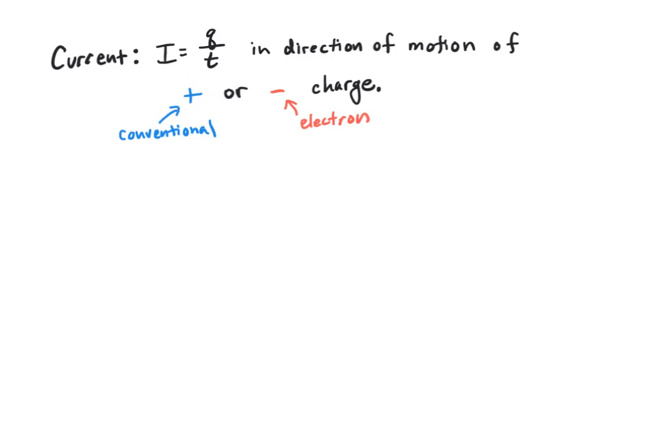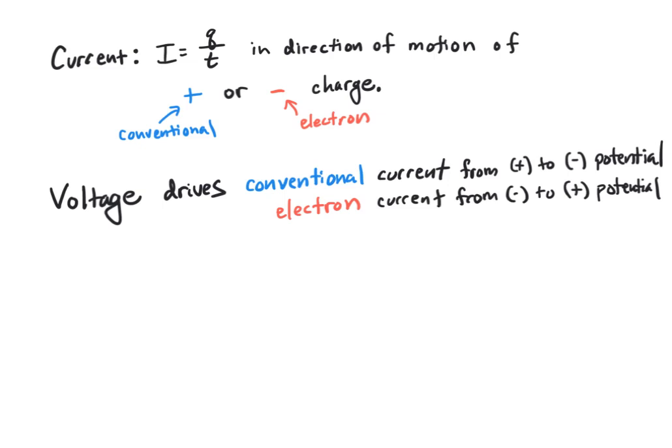While current represents the actual flow of charges, and therefore it represents electricity itself, what causes current in the first place are potential differences. So potential difference, or voltage, is what drives current. And in fact, conventional current flows from high to low potential, and electron current flows from low to high potential.